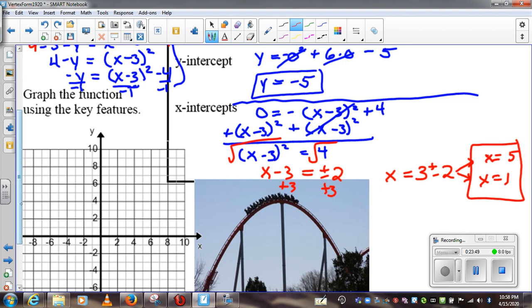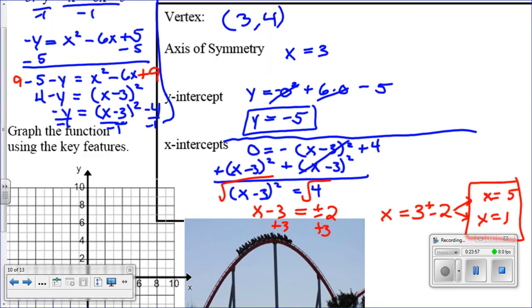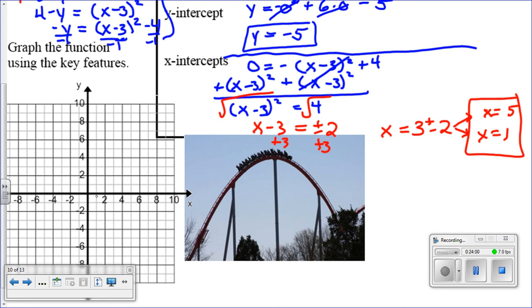Now, the cool thing that we can do is we can take all these things and we can put them on a graph to graph our parabola. So I'm going to do that. Let me enlarge the screen here. So my vertex is (3, 4), so I'm going to go over 3, up 4, plot that. My y-intercept is negative 5, I'm going to plot that. And my x-intercepts are 5 and also 1, and that gives me plenty of information to graph my parabola. And there we go.